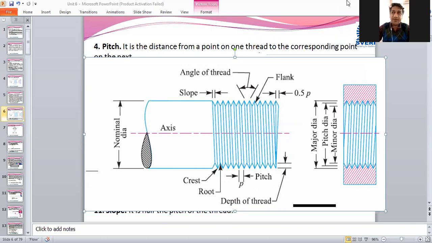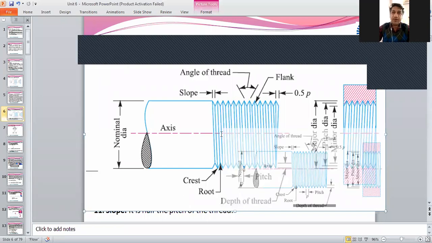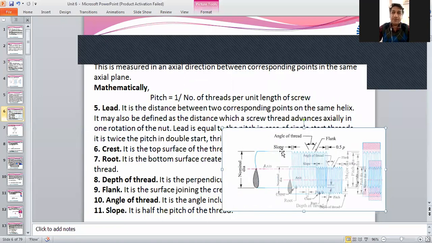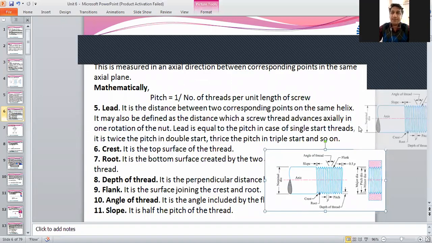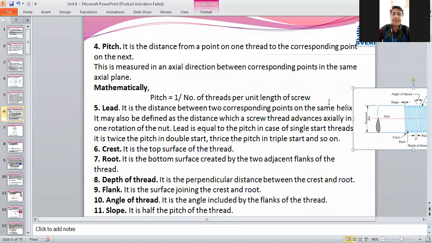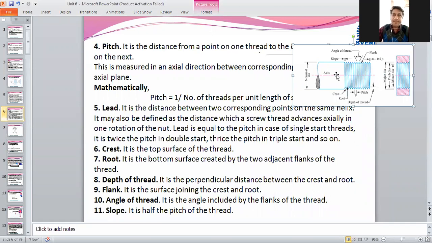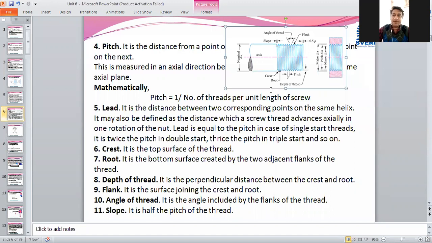So in that case you can decrease the lead, and where it is required to open or close the threads easily, in that case you can increase the lead. Okay, I hope that you have understood the concept of lead. Any question? Let me know if you are having any question.